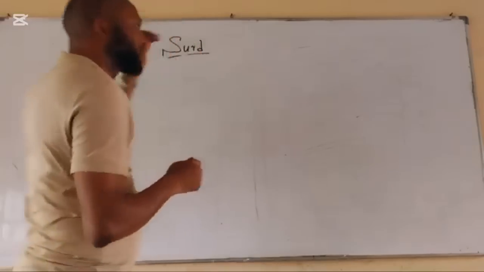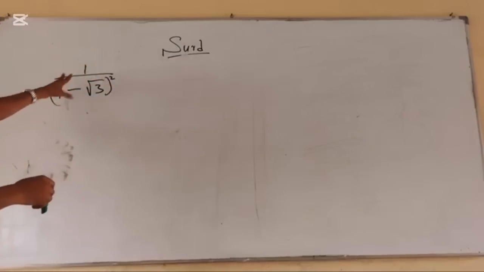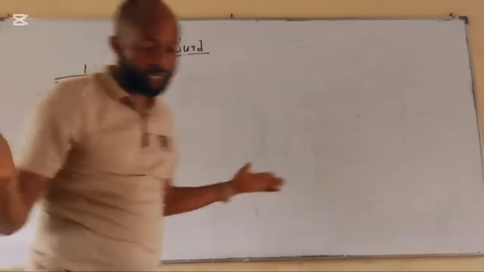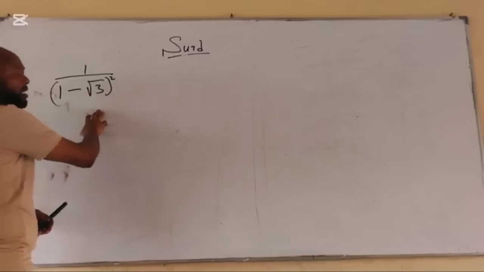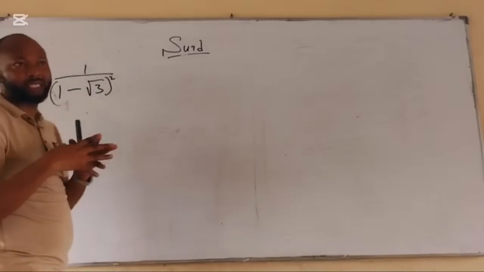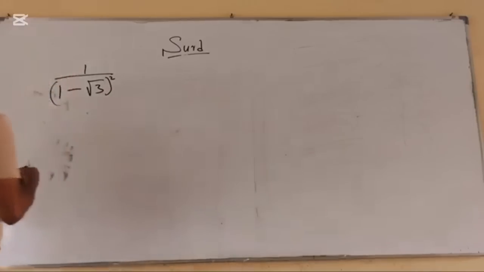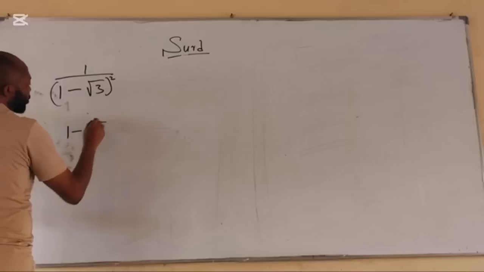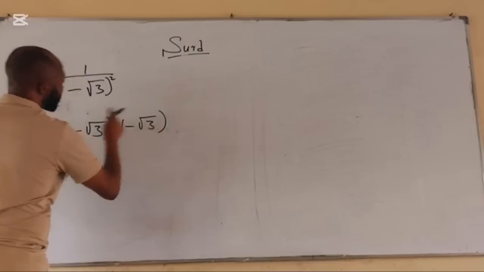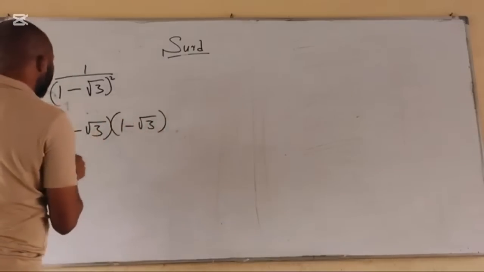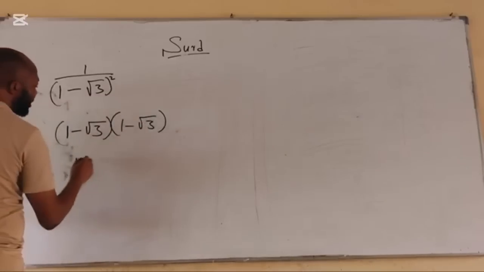Normally, if not for the square sign, we are just supposed to rationalize this by changing the conjugate and we proceed. Let's be certain, 1 minus root 3 all squared. So for us to be able to solve this, it means that 1 minus root 3 are in two places. So let me simplify that first before we move further. Alright? So by simplifying that, I have 1 minus root 3, 1 minus root 3. I want to expand this to simplify it. So 1 times 1 is 1. 1 times minus root 3 is minus root 3.